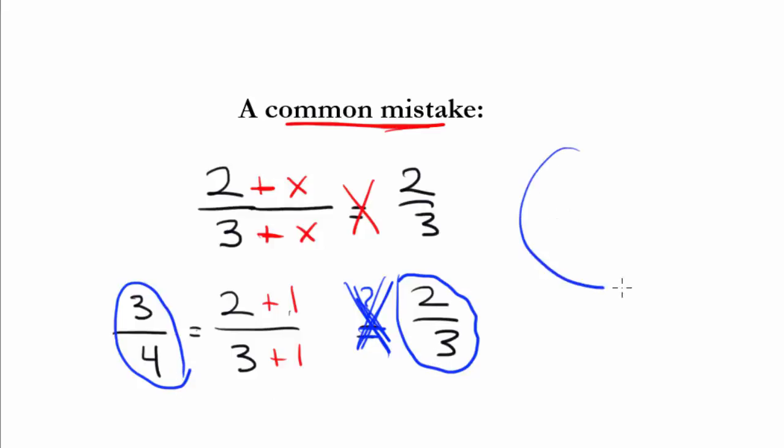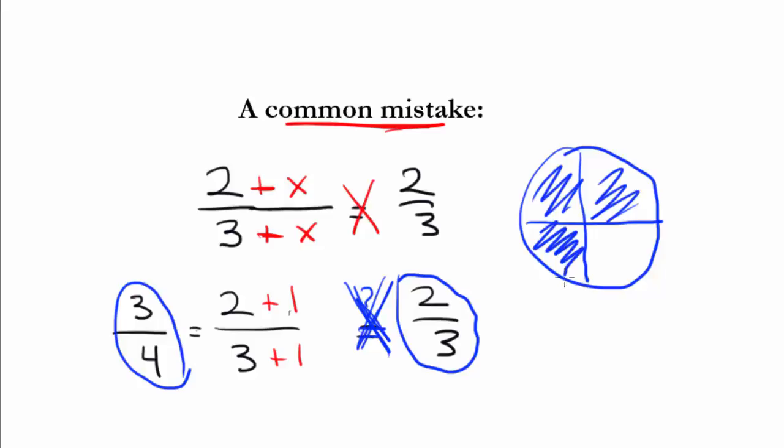You can even, if you just want to go back to your pie chart, here's 3/4. 3/4 is 1, 2, and 3. And here's 2/3. We can also say maybe this is how we divide up into thirds, roughly. Something like that. And so 2/3 is maybe this part and this part. But there is a piece right here that is part of the 3/4 that is not part of the 2/3.